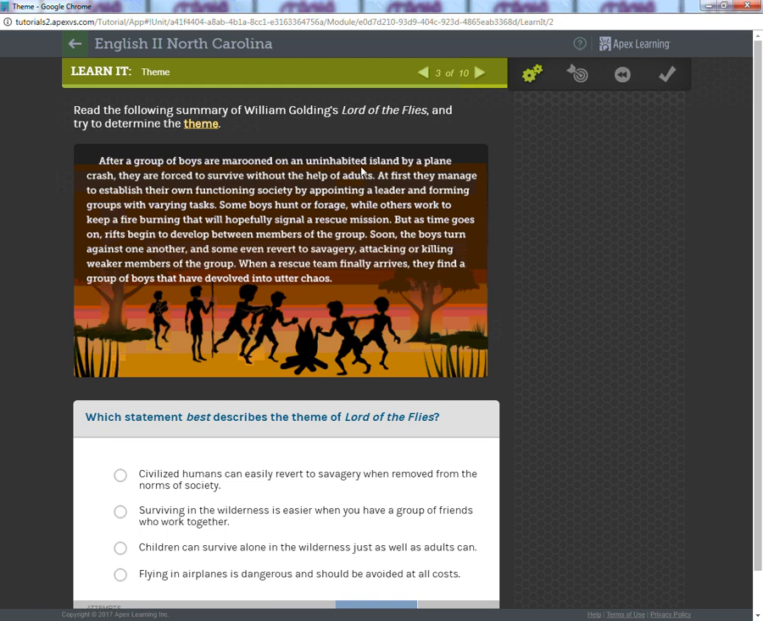At first, they managed to establish their own functioning society by appointing a leader and forming groups with varying tasks. Some boys hunt or forage, while others work to keep a fire burning that will hopefully signal a rescue mission. But as time goes on, rifts begin to develop between members of the group. Soon, the boys turn against one another, and some even revert to savagery, attacking or killing weaker members of the group. When a rescue team finally arrives, they find a group of boys that have devolved into utter chaos.